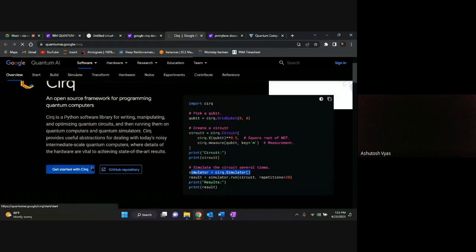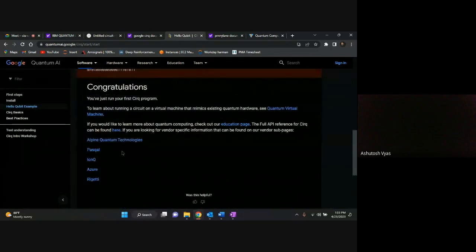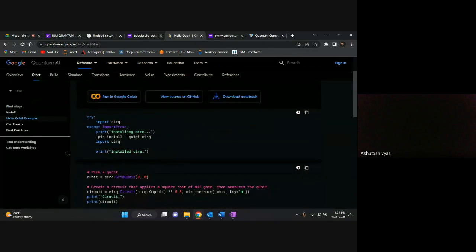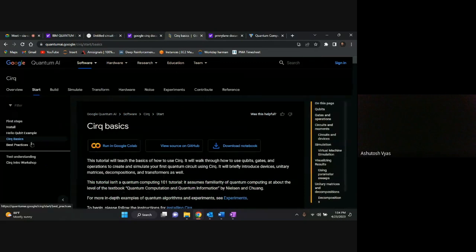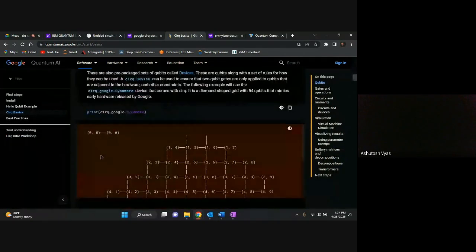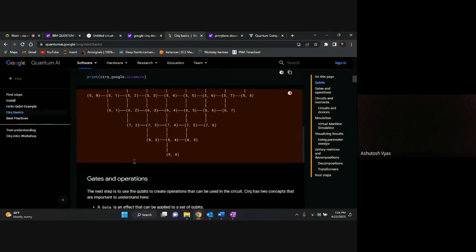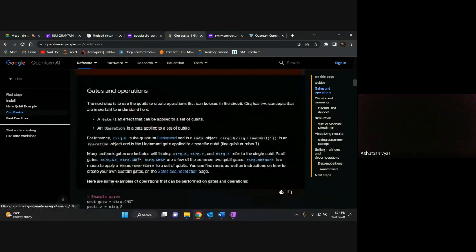If you just click here, get started with Cirq. It's very neat and easy to implement documentation. You can see how basic circuits you can create, right? It will tell you how basically it works. There are predefined functions. You don't have to do much. Then you can actually print them, visualize them, and stuff like that, right?